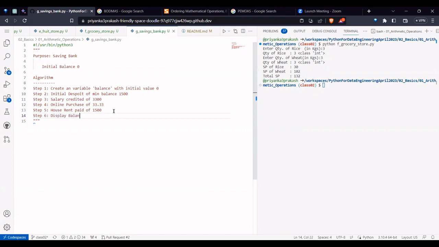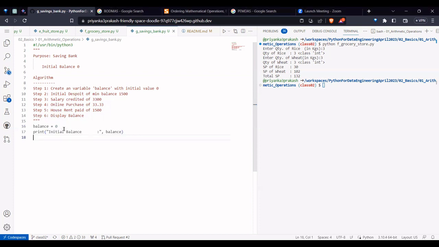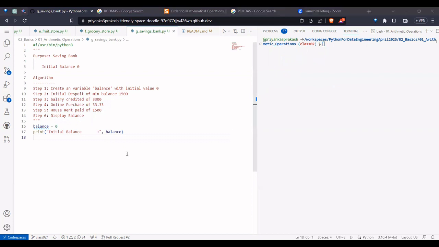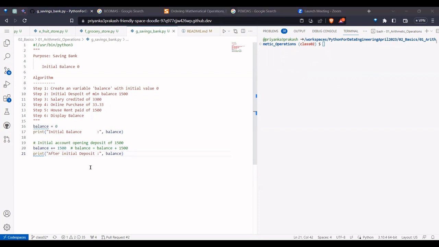Display the balance. These are the 6 steps I need to implement. How do I do it in code? First, I take a variable called balance. Initially, the result is equal to 0. After that, for this balance, I need to subsequently add the value. So the initial minimum balance of 1500. We can work with balance equal to balance plus a value, or with a compound operation also we can do. That's what we did earlier.